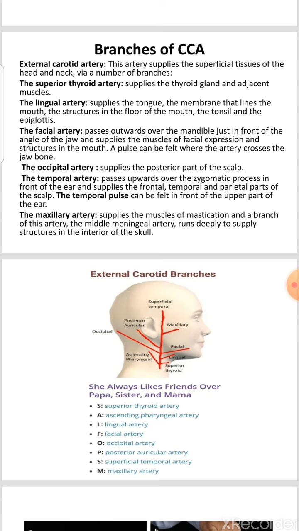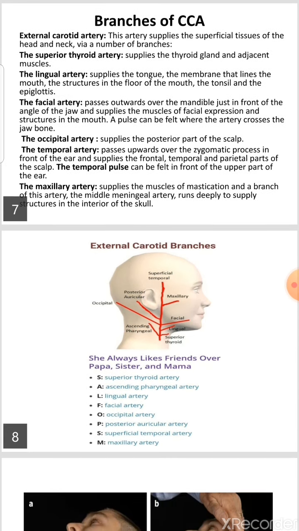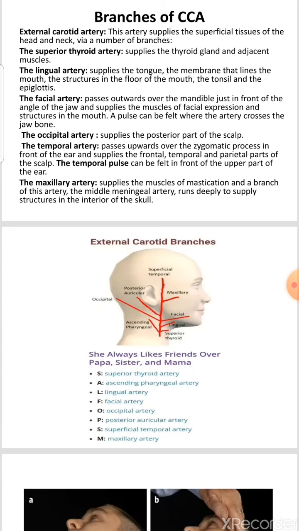The facial artery passes outwards over the mandible just in front of the angle of the jaw and supplies the muscles of facial expression and structures in the mouth. At the angle of jaw, you can feel its pulsation. The occipital artery supplies the posterior part of the scalp. The temporal artery passes upwards over the zygomatic process, the process of your cheekbone, in front of the ear, and supplies the frontal, temporal, and parietal parts of the scalp. The temporal pulse can be felt in front of the upper part of the ear.